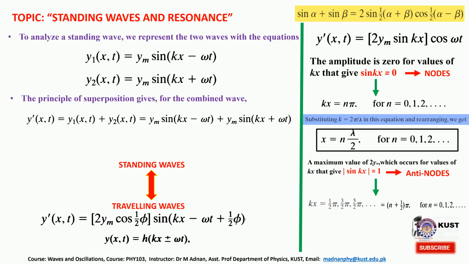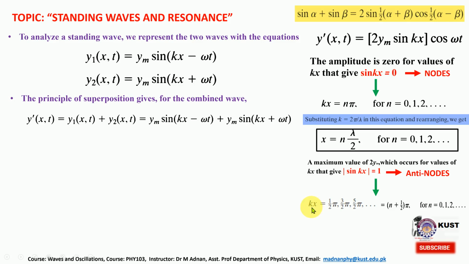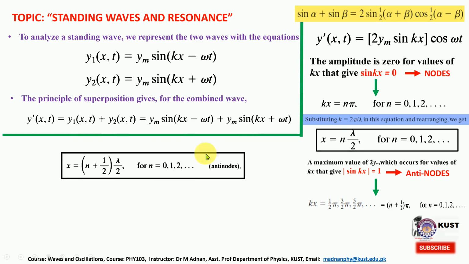So these are just the mathematical descriptions of those snapshots that we have discussed earlier, over which a string is having two traveling waves approaching each other. If we convert this k to lambda in the same manner, we will have x equal to n plus half, lambda over 2. So this condition for x is for nodes and this one is for the antinodes.